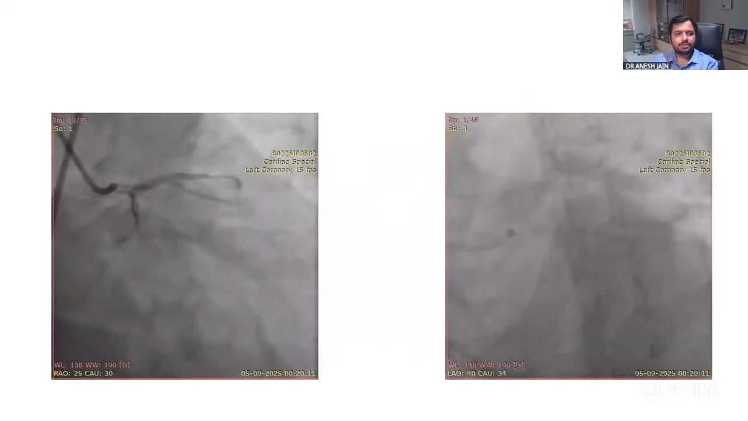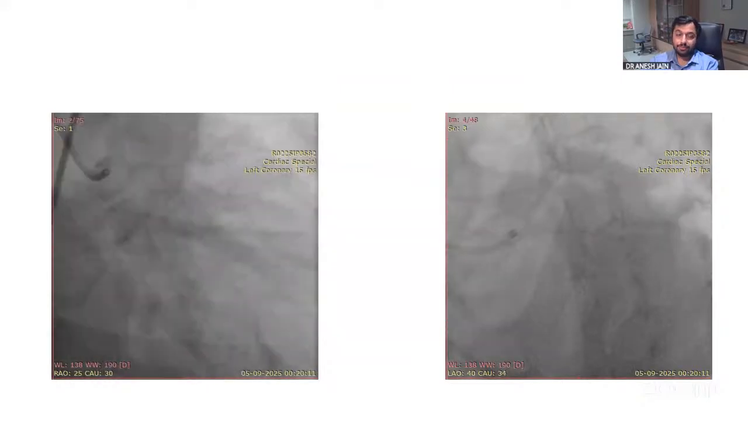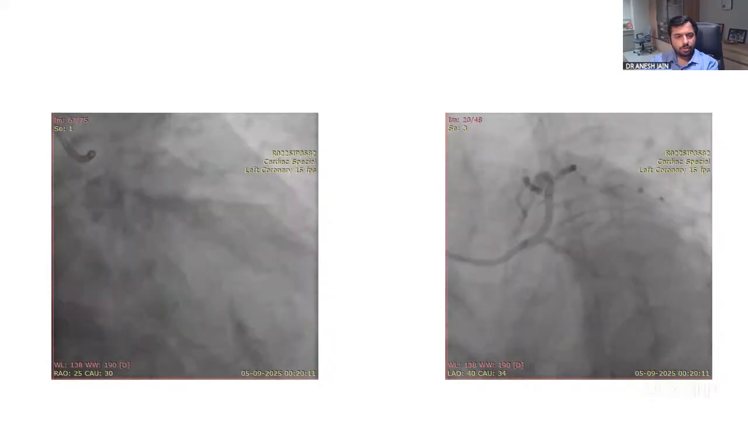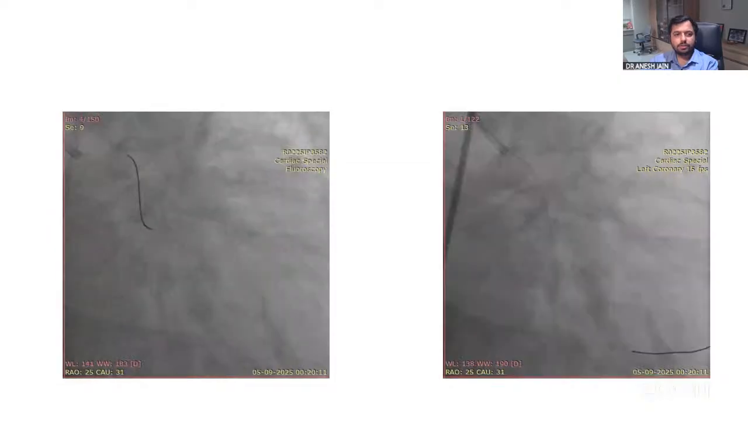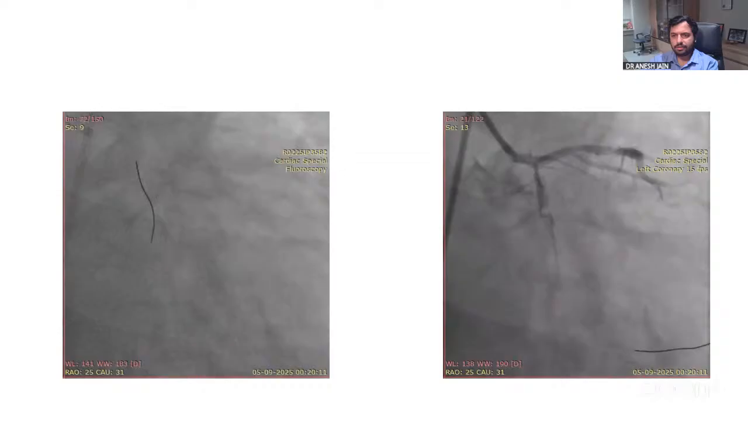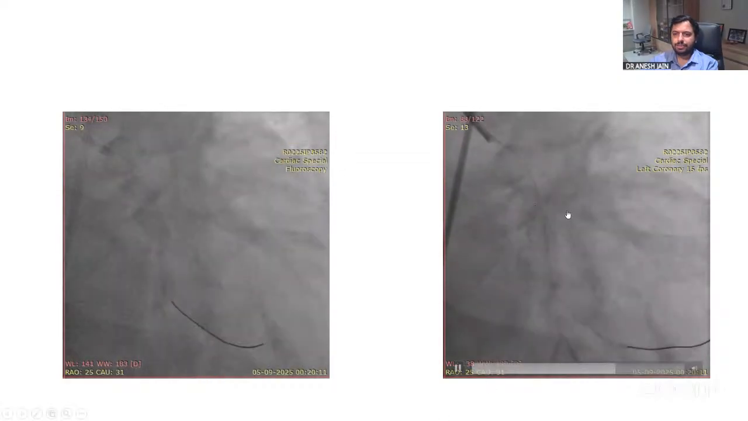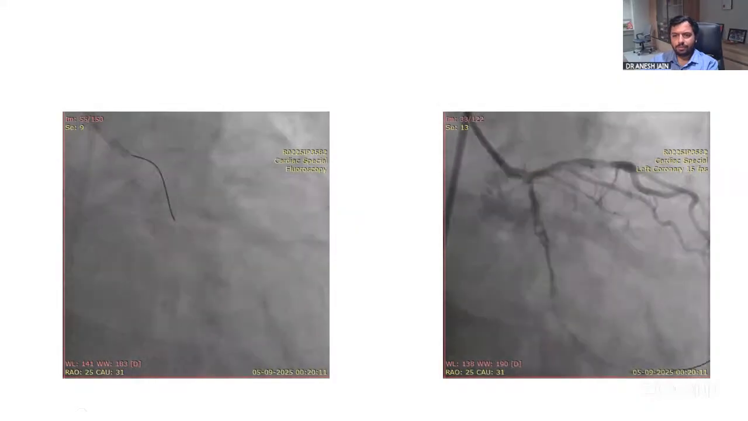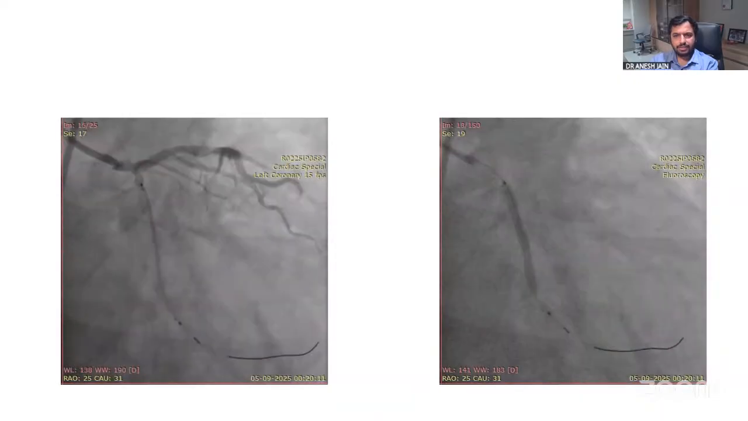The second case was of an elderly gentleman, 70 years old, who had presented to us with inferior wall MI. You can see the OM is not flowing in this slide. So we wired it, and after wiring, some amount of flow was restored, and you can see on the right panel that the patient has a very high thrombus load. So we did a couple of runs of thrombosuction, and then we placed in the stent.